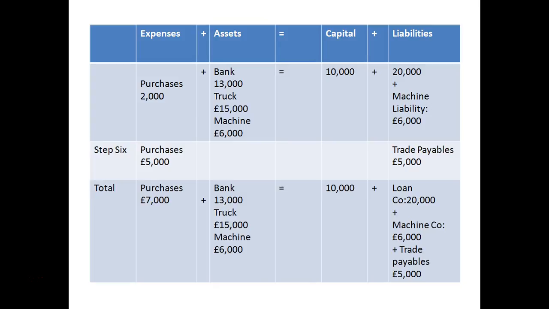So look at the totals over here. What we have here, we have our new total purchase figure. So far, we have purchased £7,000 worth of goods. Bank, truck, and machine have stayed the same at their figures as at step 5. Capital has stayed the same. You still owe 10 grand. You still owe the loan. You still owe the machine company, and you now have acquired a new liability of trade payables of 5,000. Okay, let's look at the next one.